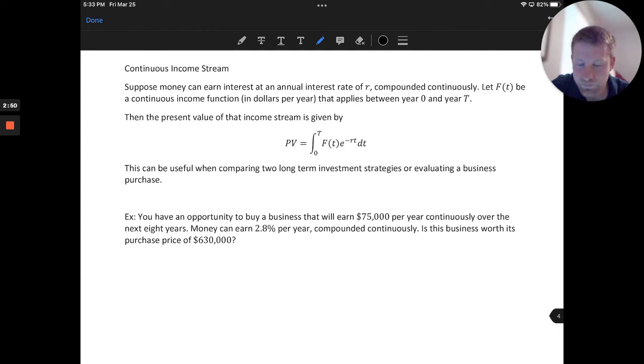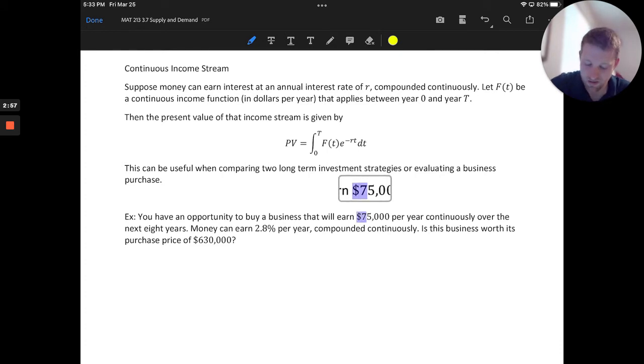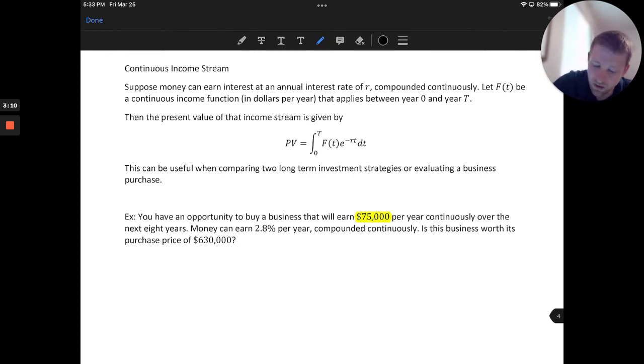Okay, so let's go ahead and consider what elements we're working with to fill in this present value expression. It looks like we have an income, this business that will earn $75,000 per year. This value is our continuous income stream. It just happens to be constant at $75,000 per year. And so this is our capital F of t function. Again, it doesn't matter what year we're in, we're still going to accrue $75,000 in income each year.